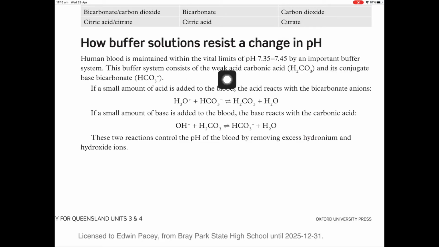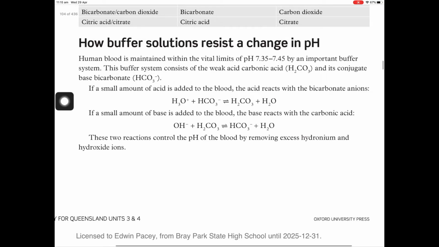This buffer system in our blood consists of carbonic acid as the weak acid. Carbonic acid, that's the formula for that, H2CO3, which is a pretty unstable molecule, but works really well in our blood, and its conjugate base bicarbonate, HCO3-. Conjugate base and weak acid.